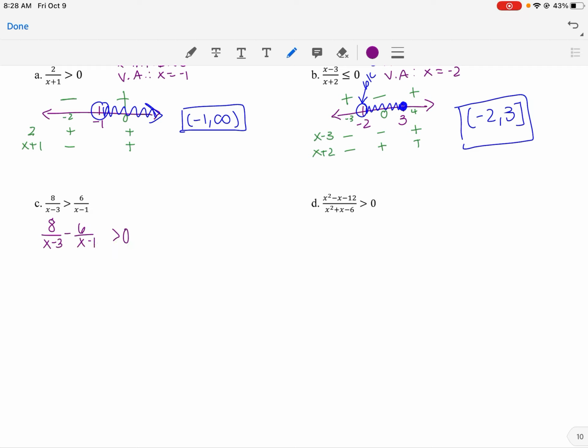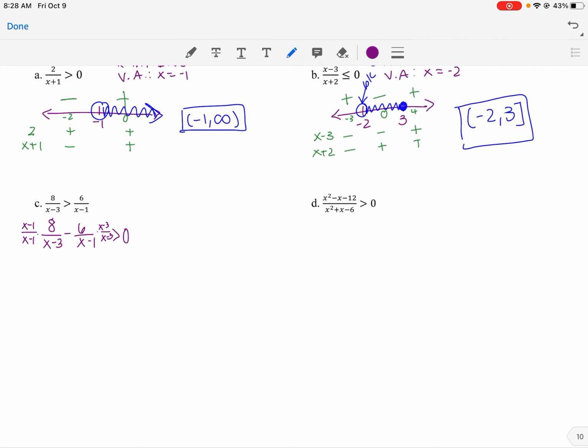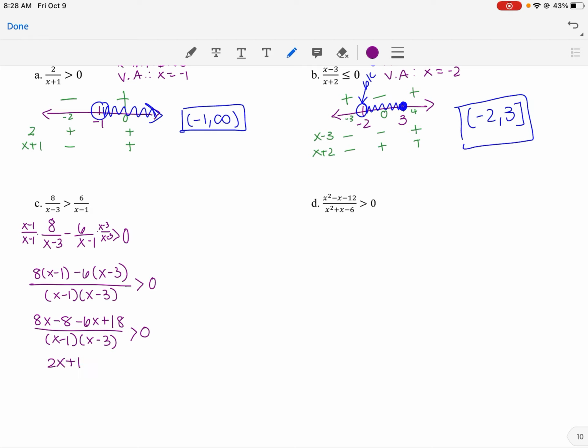It's still greater than 0. So now I want to have a common denominator, so I'm going to have to multiply the opposite on both. Okay. 8 times x minus 1 minus 6 times x minus 3, all divided by x minus 1, x minus 3 is greater than 0. 8x minus 8 minus 6x plus 18 over x minus 1, x minus 3 is greater than 0. So now we get 2x plus 10 over x minus 1, x minus 3 is greater than 0.